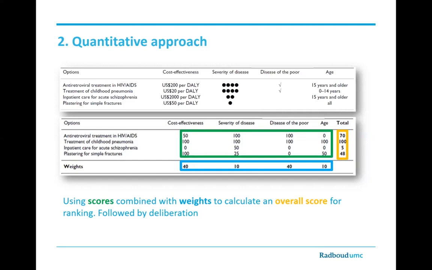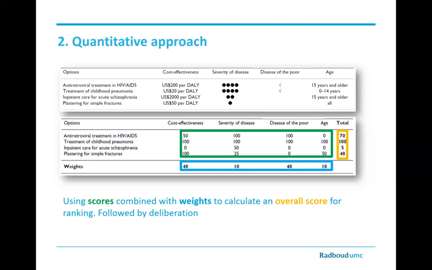So if it performs well on a certain intervention, for example, $20 per value, or $300 for 1 year, you give the score of 100. If it does not perform well, inpatient care for schizophrenia, $2,000 per value, you give the score of 0. So you divide your interventions between 0 and 100.